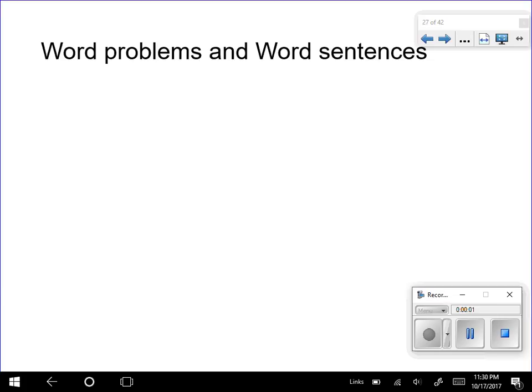Back to Math with Miss Swartz. Today we're looking at word problems and word sentences.